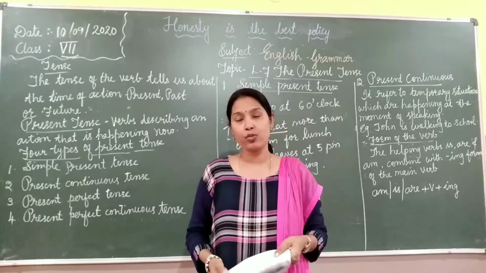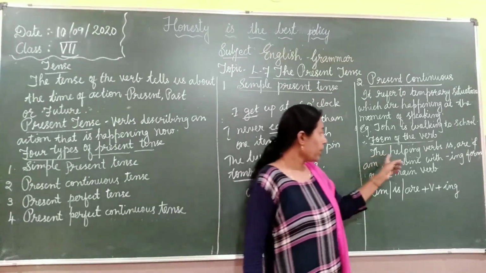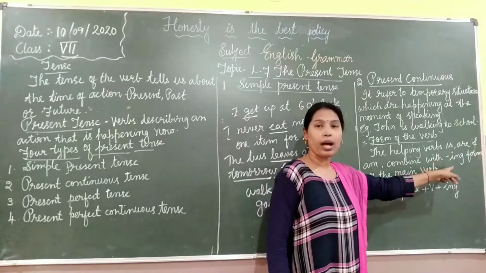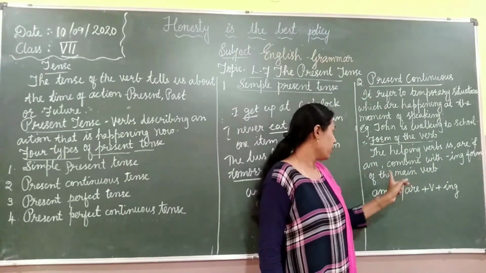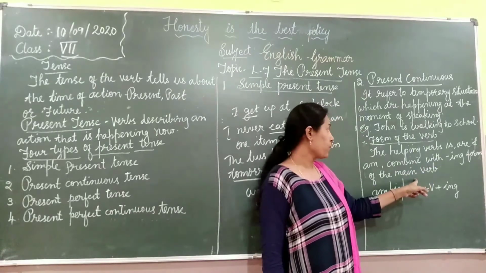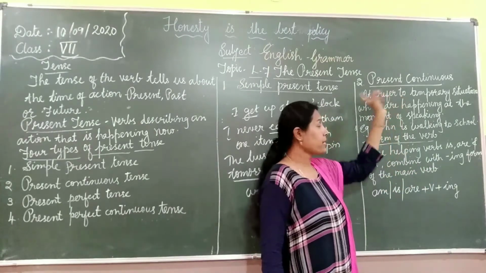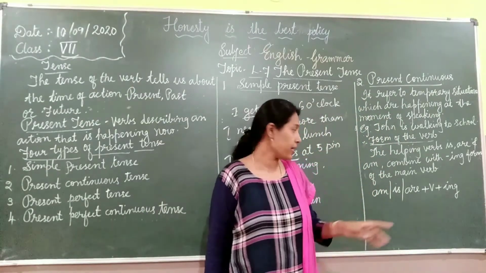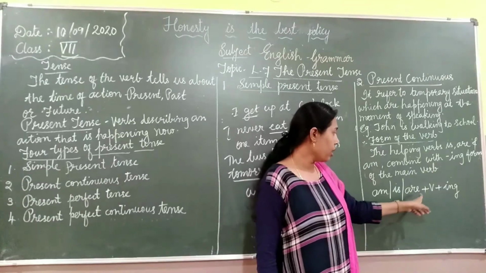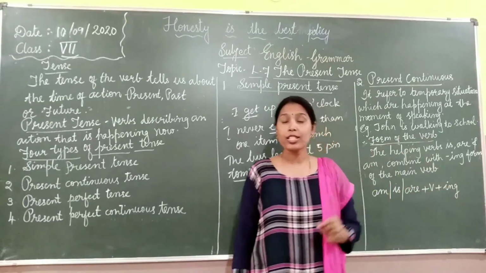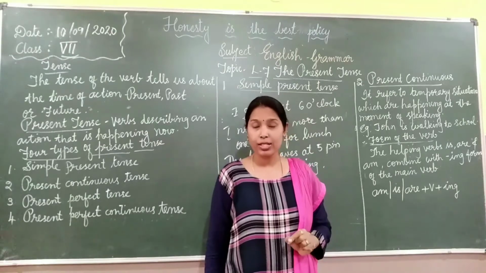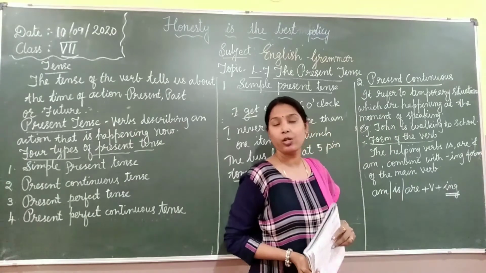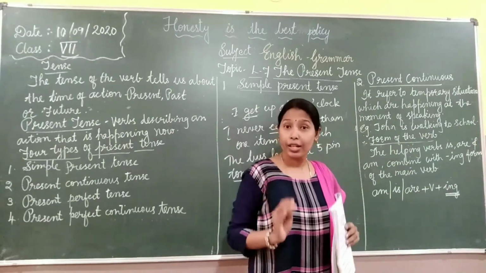Okay. Next, present continuous form of the verb. What is the form used for present continuous tense? The helping verbs is, are, and am combined with the ing form of the main verb. So how can we form the verb for present continuous tense? Is, am, or are plus verb plus ing. You just remember in present continuous tense there will be ing, verb plus ing. If you see ing, you can understand that it's a kind of continuous tense.